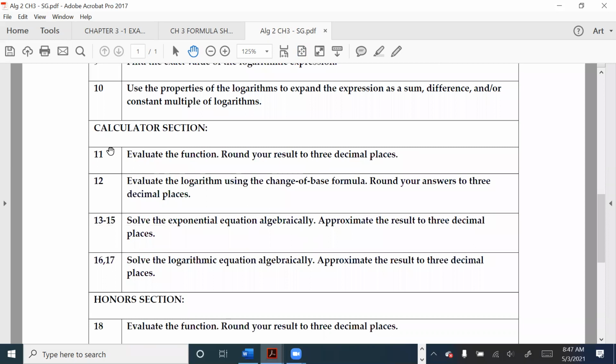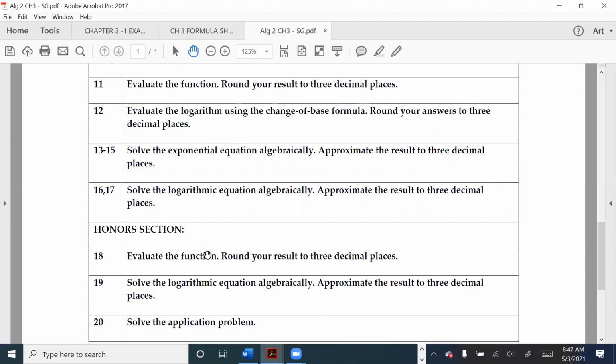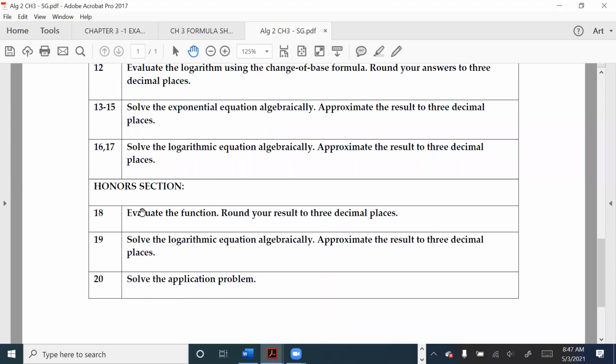Okay, so calculator section, 11 to 17. Change of base formula. Solve an exponential equation to 3 decimal places. Then solve a logarithmic equation. And then there's some honor section as well here. So the honor section is a little bit more tough. Evaluate this function. Solve a logarithmic equation algebraically. And then an application problem. Something you've never seen before, usually, but then it's like, oh, but I know what I've learned so far. I think I can figure this out, or something like that. That's what that problem is usually all about.